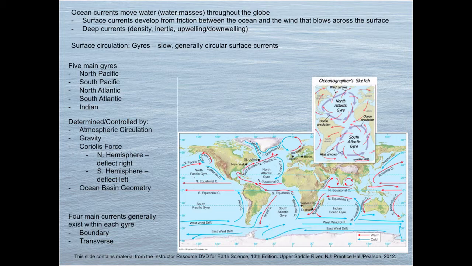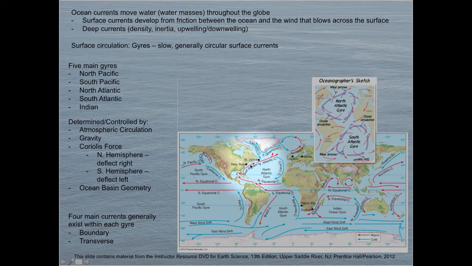So the Coriolis force is basically due to the rotation of the Earth as it interacts with particles that are moving on the surface of the Earth or above the surface of the Earth. And that is the primary reason why, in the case of the northern hemisphere gyres, they move clockwise. They are bending, always deflecting toward the right.